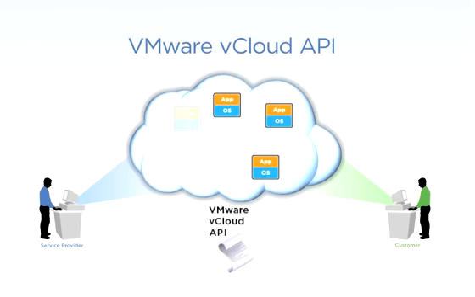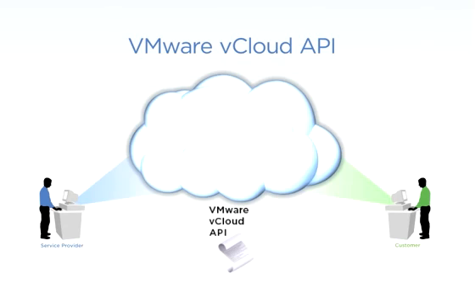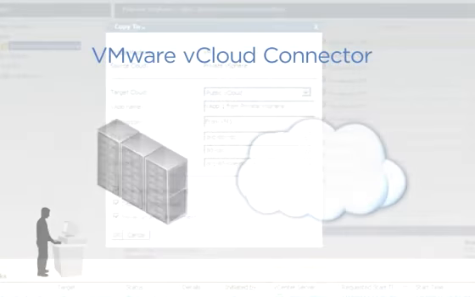Customers can write software that uses the vCloud API to automatically add or remove new virtual machines, for example, to automate scaling up an application to cope with spikes in demand. In addition, there are many third-party software applications that have integrated with the vCloud API to automate deployment and management.